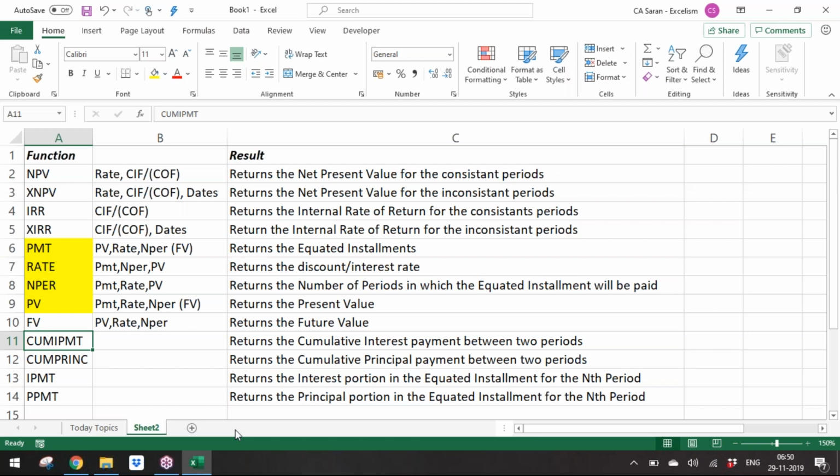Interest can be claimed as a deduction under section 24, and principal can be claimed as a deduction under section 80C. If that is the case, I need to have the difference between the two components, what is the interest and what is the principal. In those cases, we use the cumulative interest payment function. It is exactly the same.